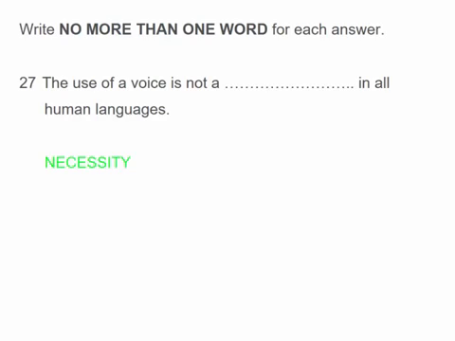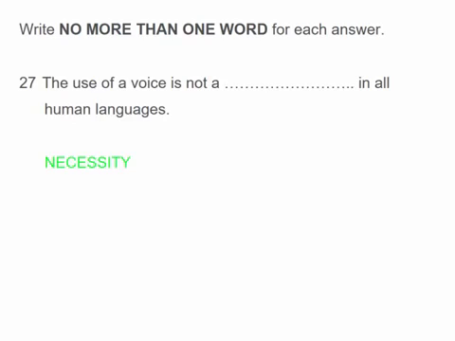She's correcting when it was suggested that the human voice sets humans apart. She's suggesting, wait a minute, but what about sign language? What about these other places where humans communicate without using speech? So that's where she mentions the use of a voice is not a necessity for a human language.